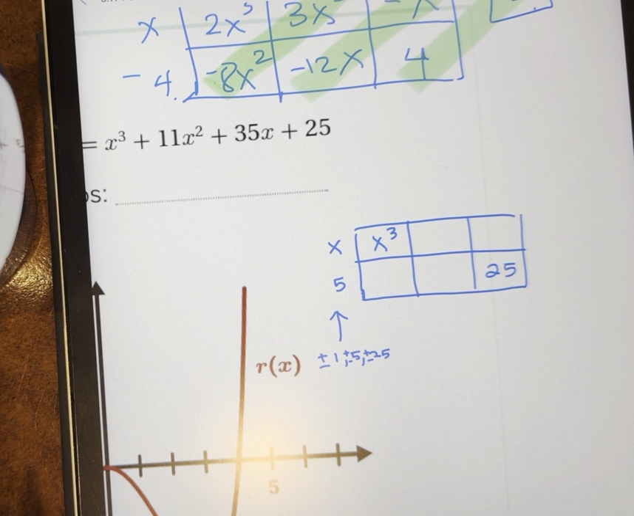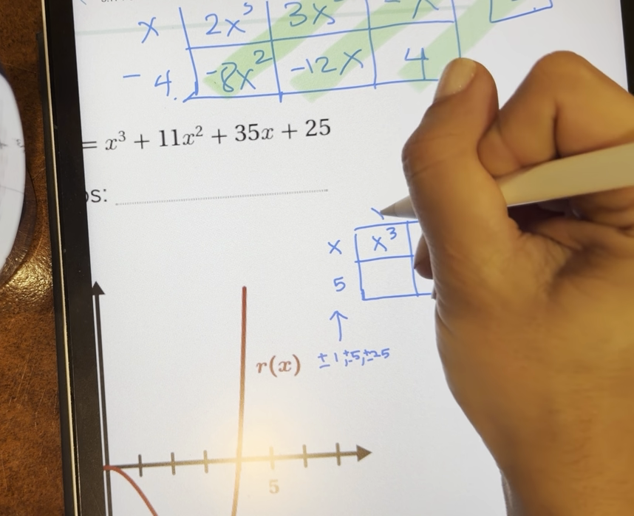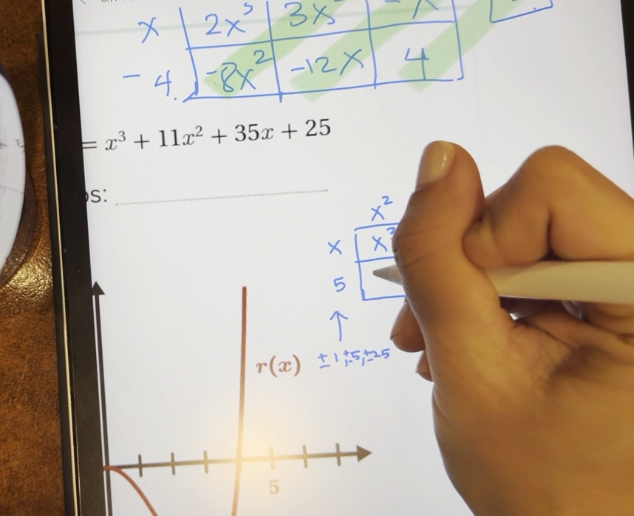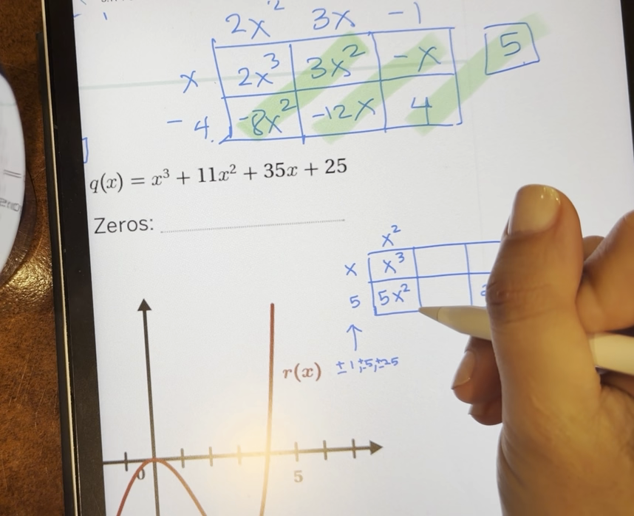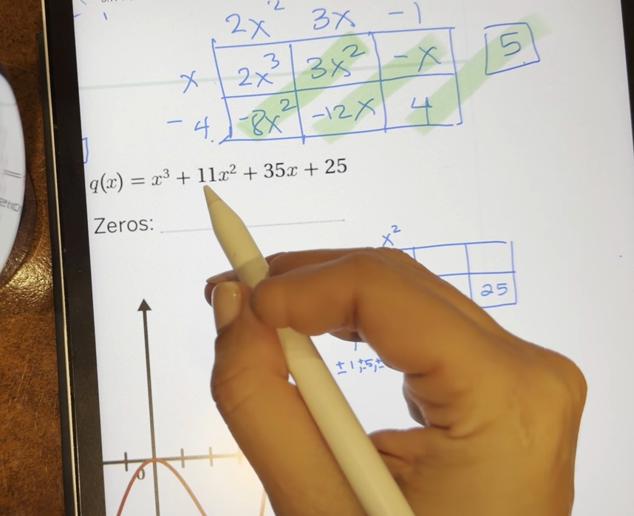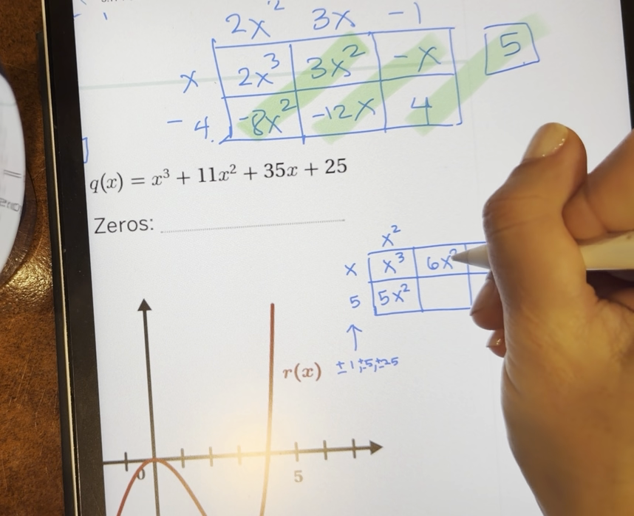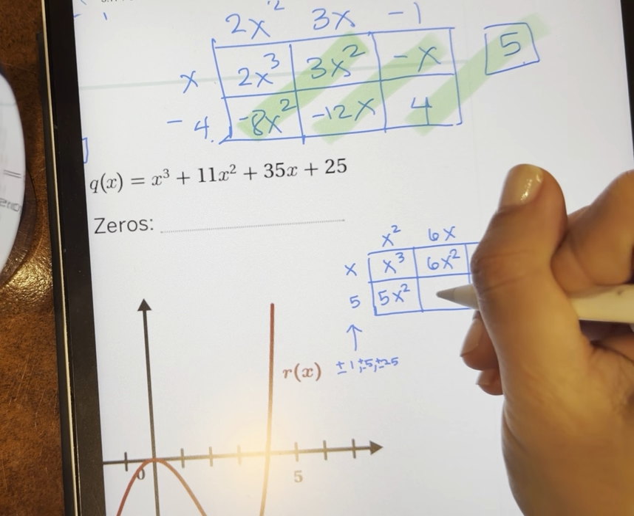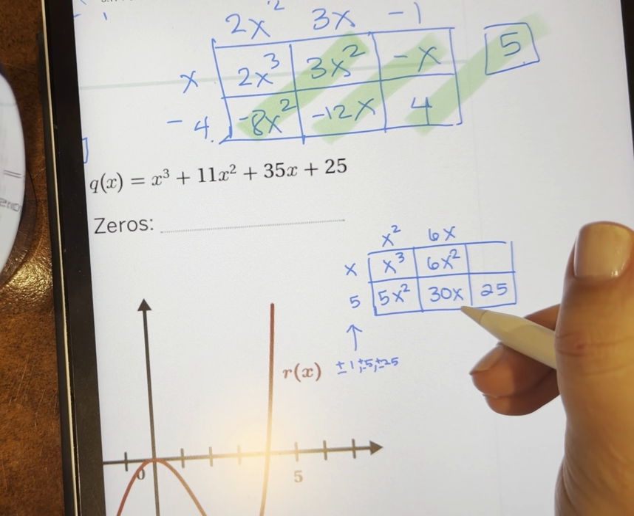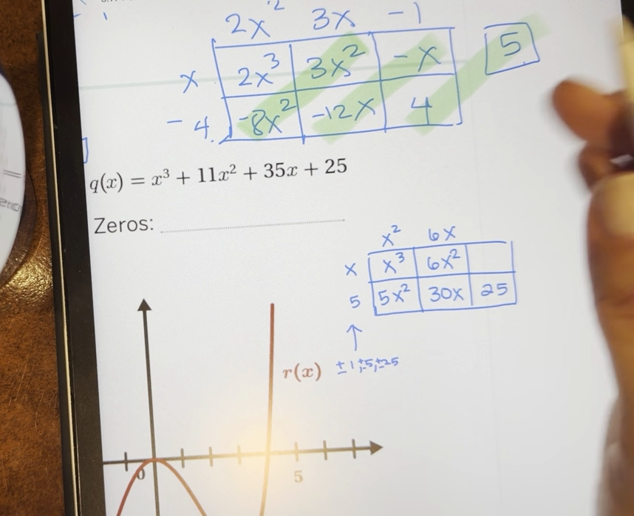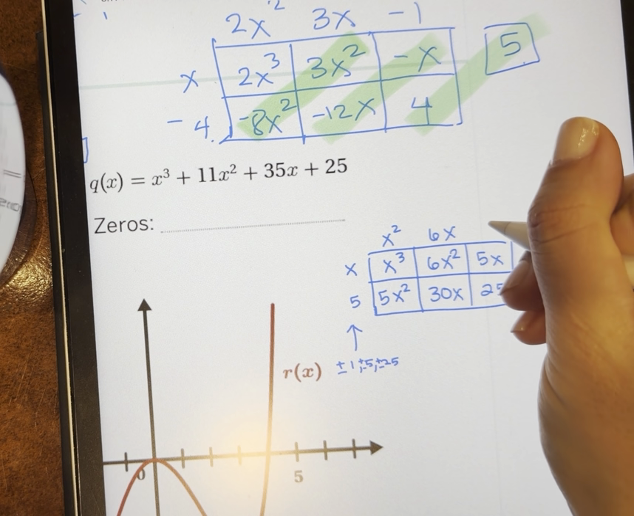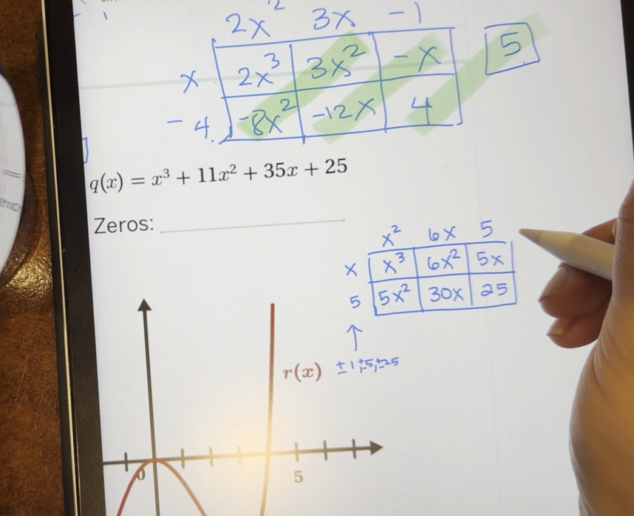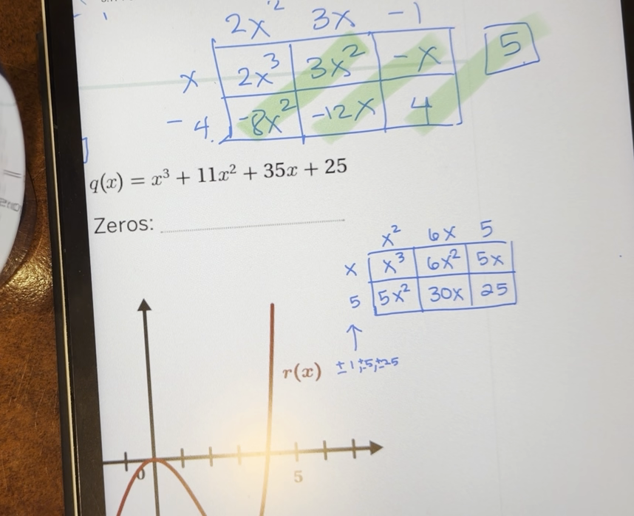Actually, I think 5 is going to be excessive. Whatever, let's do it. Follow your heart, guys. 5x squared. Okay, if this is a 5x squared, I need an 11x squared, so I need a 6x squared here, which means this is a 6x, and then this multiplies to become 30x. And if this is a 30x, and that's a 35, then I need a 5x. And look what happens when you follow your heart, guys. Sometimes everything works out nicely.